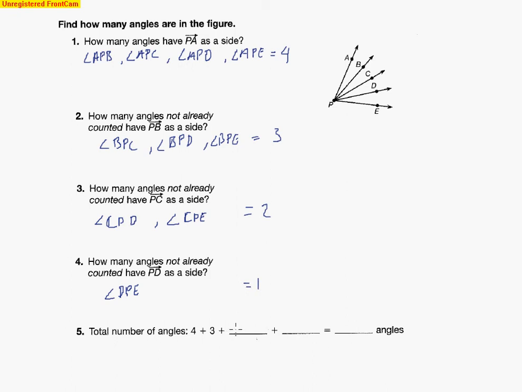So the total number of angles: we have the 4 and the 3, which are already counted, so I just need to add on the 2 and the 1. When I add up all those numbers, 7, 9, and 1 make 10 different angles. So that's what you're looking at on that assignment on Concept 13 Skill 5, looking for patterns. Good luck.